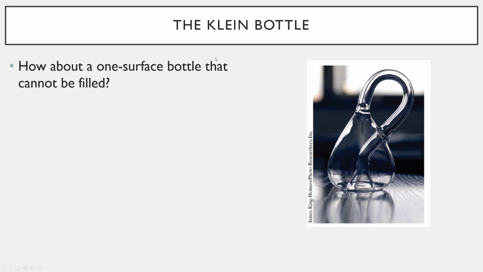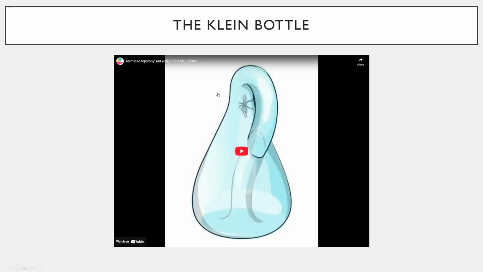You'll also read about what's called a Klein bottle. It's a bottle that has just one surface. It looks like it has an inside, but it really only has one surface. It's a one-surface bottle that cannot be filled. It's really, really interesting. What I mean by one surface, and you'll see this too, and it'll talk about it in the lecture, is: how can you have a bottle that can't get filled?